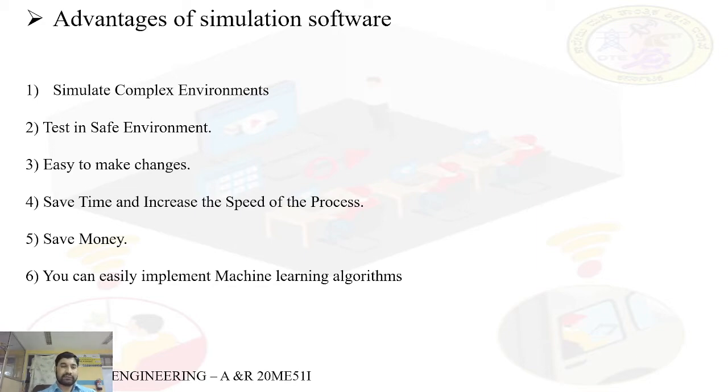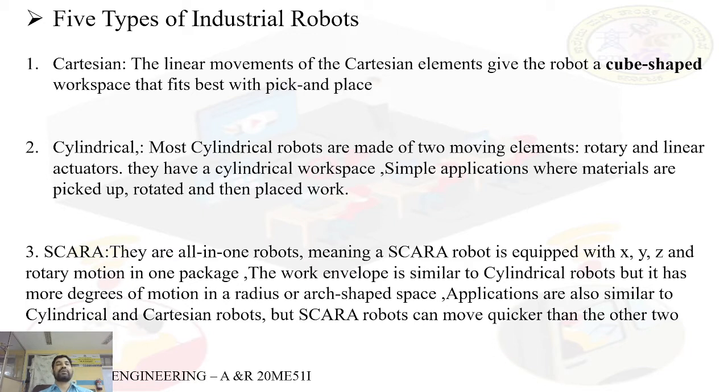In the next slide, we'll discuss 5 types of industrial robots. The 5 types include Cartesian robot, cylindrical robot, SCARA, 6-axis robot and delta. So what is a Cartesian robot? A Cartesian robot includes only linear movement. It is only used for picking a component and placing it in a linear movement, in a rectangular, straight line. Cartesian robots don't rotate. They move only in a linear or rectangular direction, so the workspace is cube shaped.